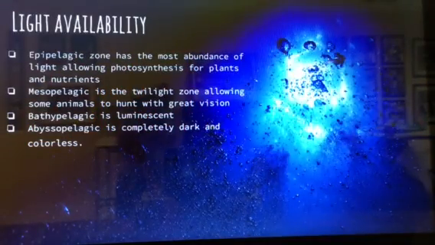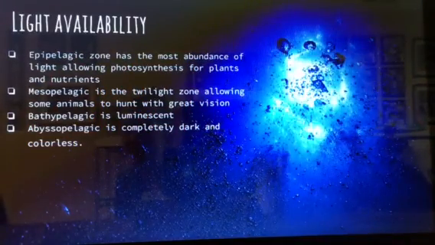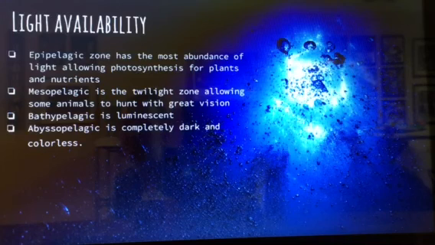The light availability. The most light is found in the epipelagic zone where photosynthesis occurs, allowing nutrients for the plants and animals. The mesopelagic is also known as the twilight zone. That is known as the zone containing animals with good vision. The bathypelagic is luminescent from the animals that live here, and the abyssopelagic is completely dark and colorless.